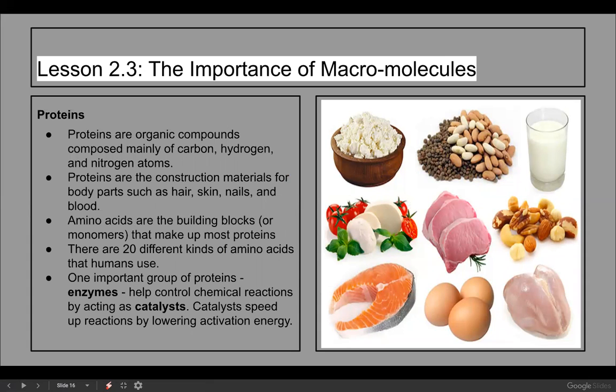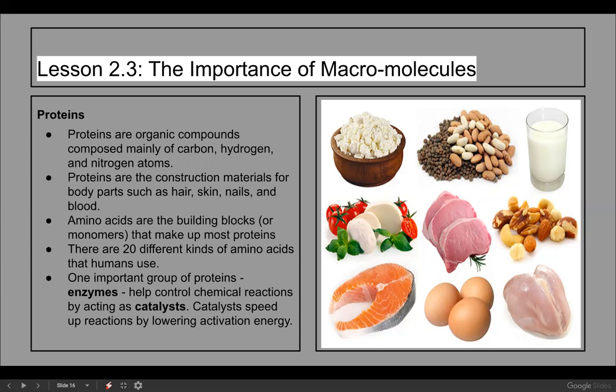Proteins are organic compounds composed mainly of carbon, hydrogen, and nitrogen atoms. Proteins are the construction materials for body parts such as hair, skin, nails, and blood. Amino acids are building blocks or monomers that make up most proteins. There are 20 different kinds of amino acids that humans use.